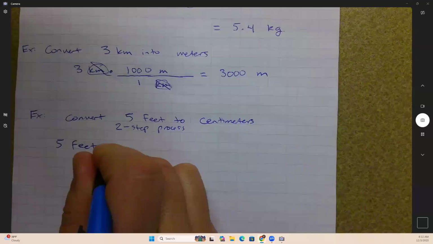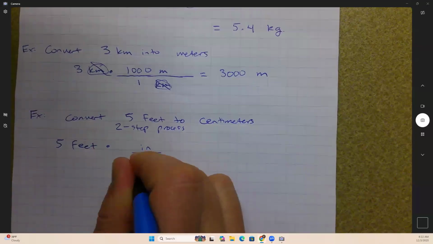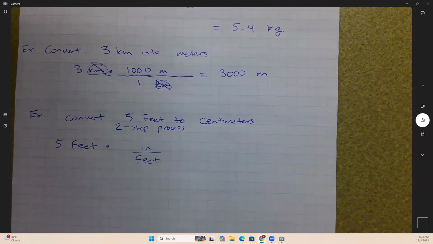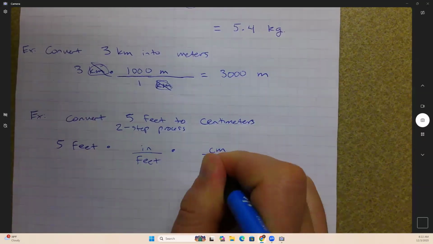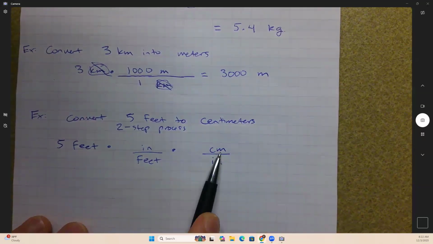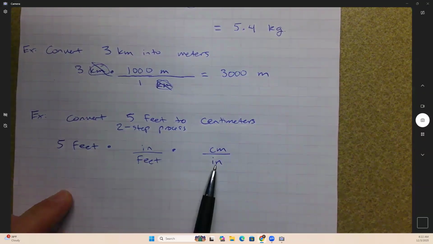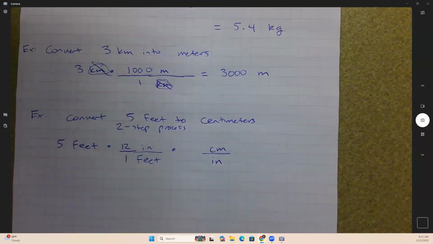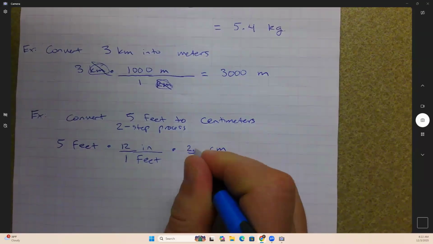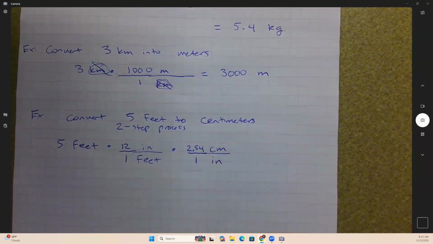First, I convert from feet to inches. So I'm going to do inches per feet. And then I'm going to convert from inches to centimeters. So I'm going to do centimeters per inch because ultimately I want to end up in centimeters. So once I know my unit conversions, from feet to inches, from inches to centimeters, now I fill in the numbers. I know there are 12 inches in 1 foot. And I check my table and I see that there are 2.54 centimeters in 1 inch.